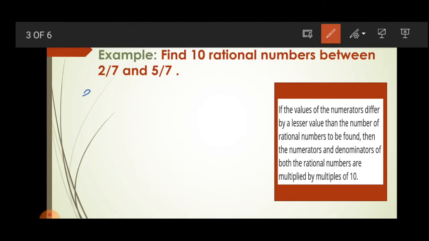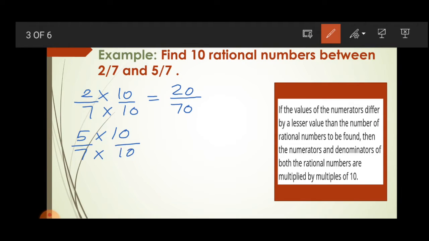So 2 by 7 is multiplied, numerator as well as denominator, by a multiple of 10. Here I am multiplying it by 10. So 2 into 10 is 20, 7 into 10 is 70. Now 5 by 7, multiply with the same number. So multiply numerator as well as denominator by 10, we get 50 by 70. So the 10 rational numbers between 2 by 7 and 5 by 7 can be written as the rational numbers between 20 by 70 and 50 by 70.